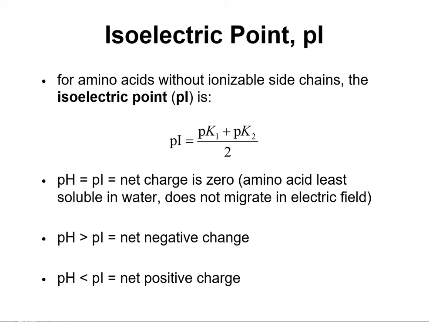If you don't have an ionizable side chain, remember that R group, then you can calculate the isoelectric point by taking the average of pK1 and pK2. And pK1 and pK2, it's another way of saying pKa1 and pKa2. Same thing.